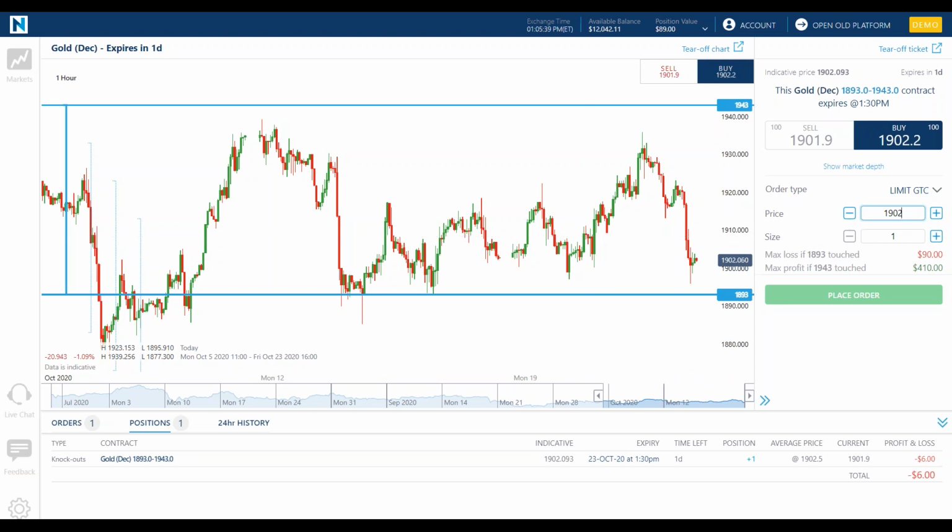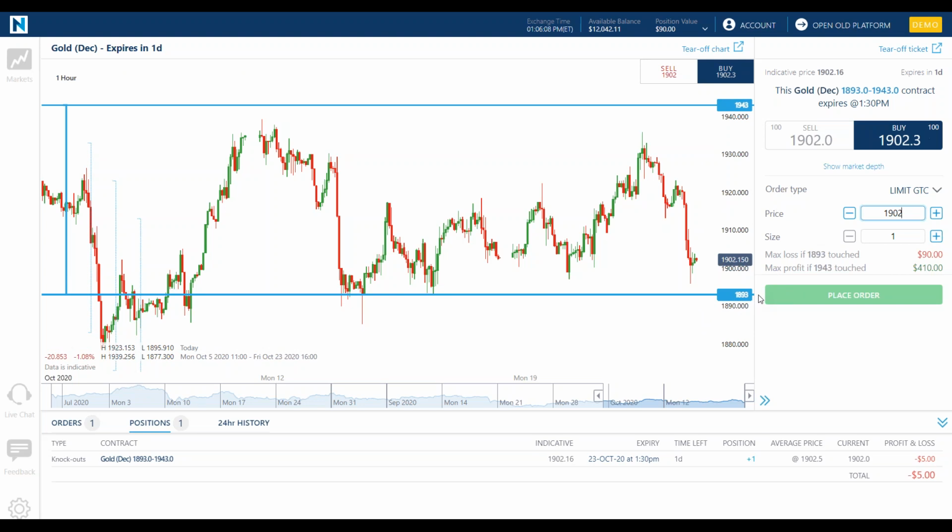If I bought one at 1902, and I were wrong, and it went down and touched 1893, I get knocked out of the trade and I would experience a $90 loss. I can't lose any more than $90. If this went down to 1880 or even lower, it doesn't matter. I was knocked out at 1893.